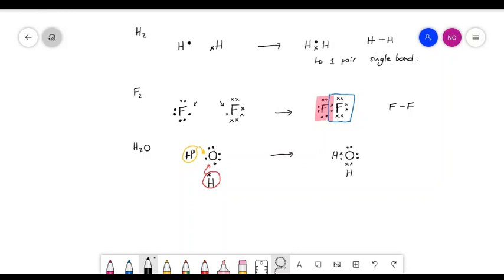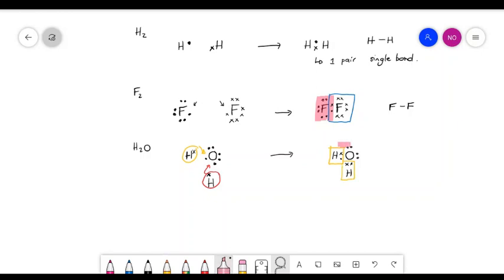How many electrons does hydrogen want to be happy? Remember, he doesn't follow the octet rule, he wants how many? 2, right? So in other words, look at this hydrogen. Do you guys agree? He has 2 electrons. He's happy. Look at this hydrogen. How many does he have? 2 electrons. He's happy.